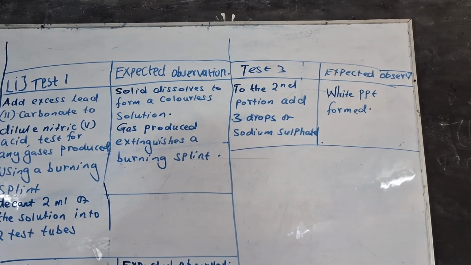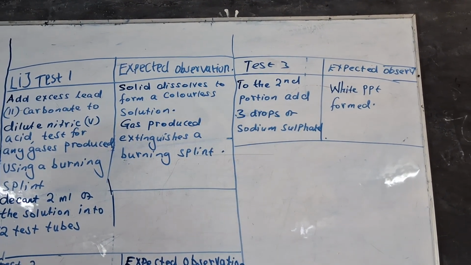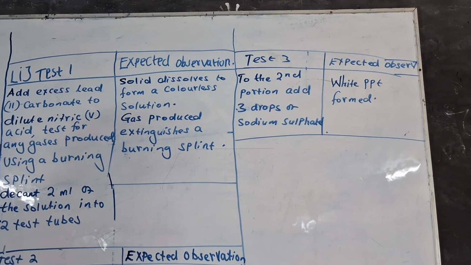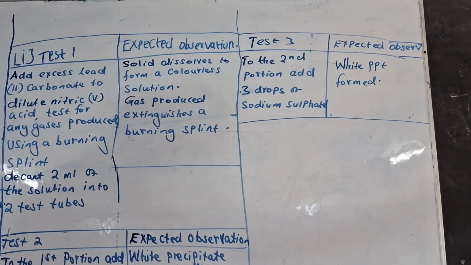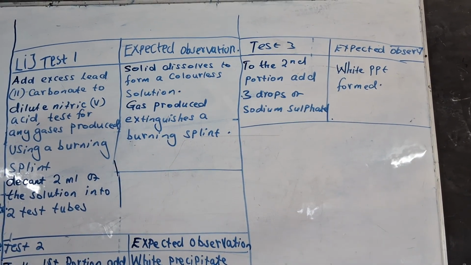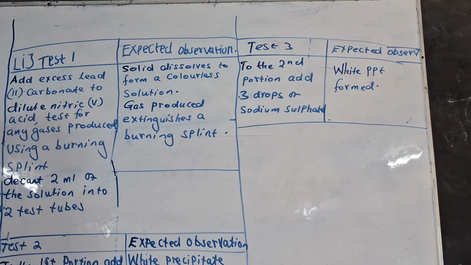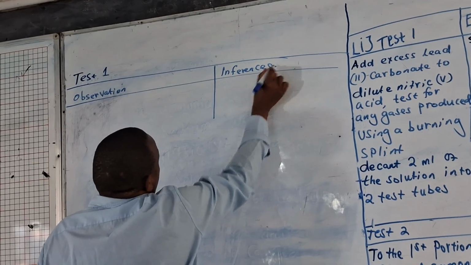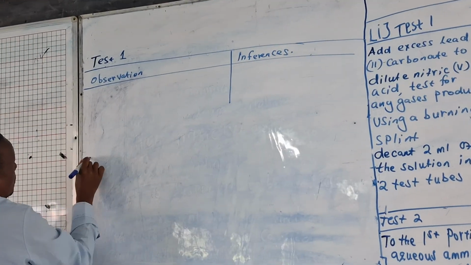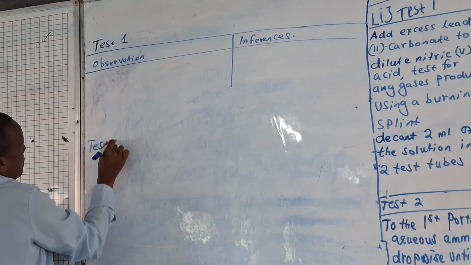I hope you have realized that the carbonate ion was actually tested by use of what? A burning splint. Because carbonate produces carbon 4 oxide. Carbon 4 oxide extinguishes a burning splint. Is that clear? Okay, move to test 2.